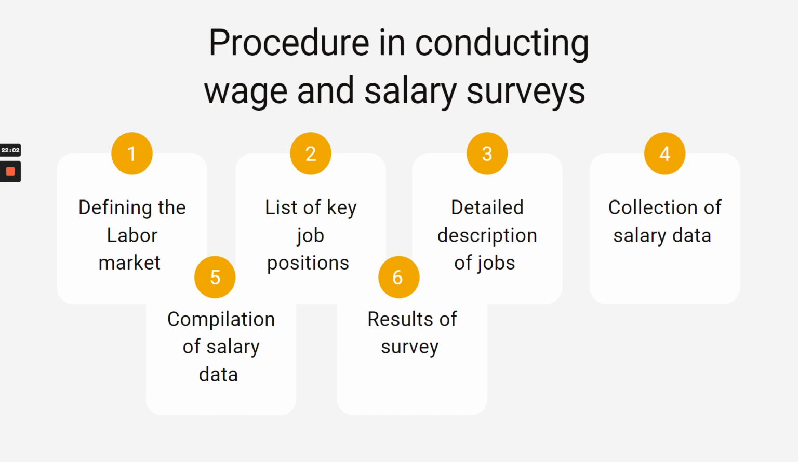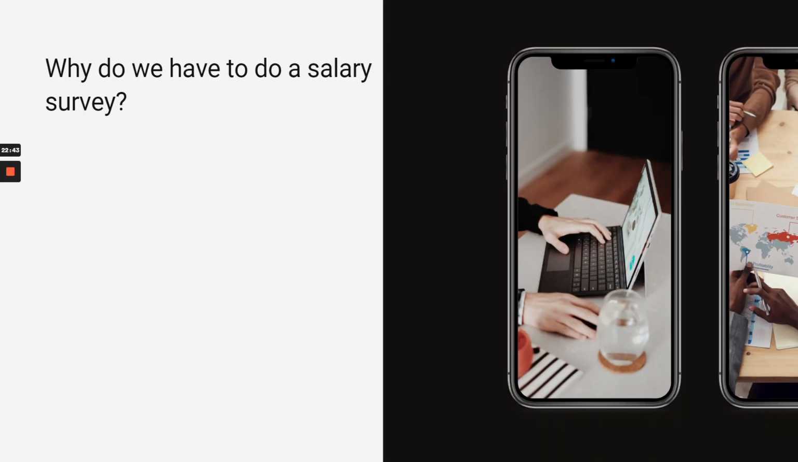Next is the compilation of salary data. So you have to compile them so you will be able to analyze, and then you are going to submit the result of the survey. After this is done, the company will be able to make several decisions based on the survey that you made. And after that, you will be able to make a salary structure ready: how much is paid for a regular employee, for the supervisor, and above. So you have to design the structure for the wage.